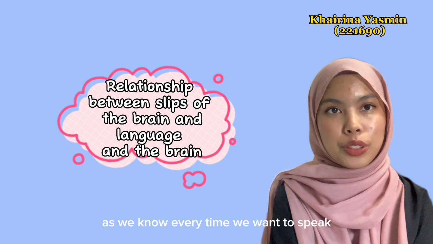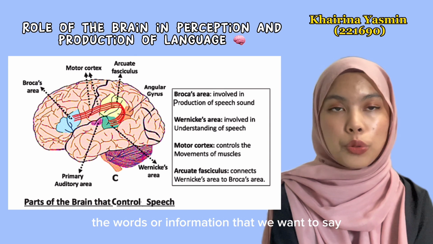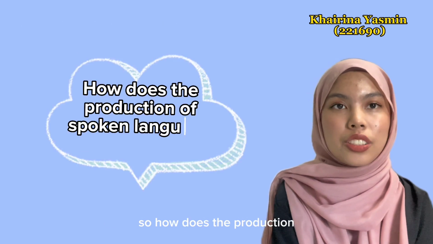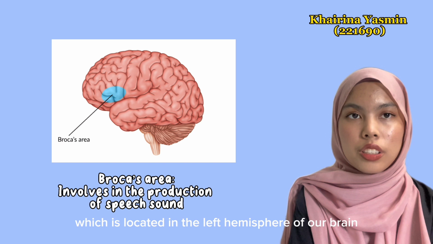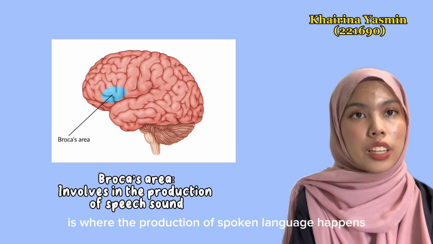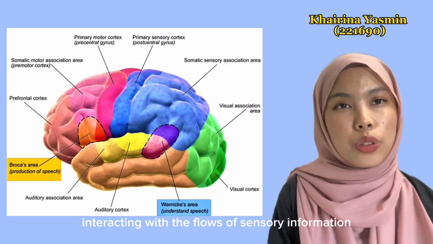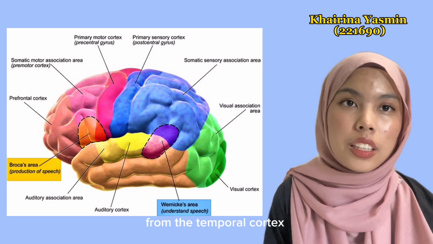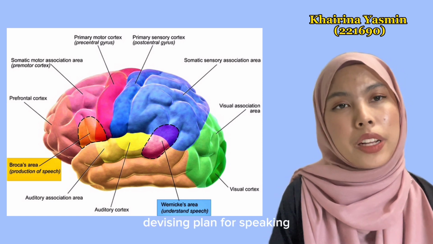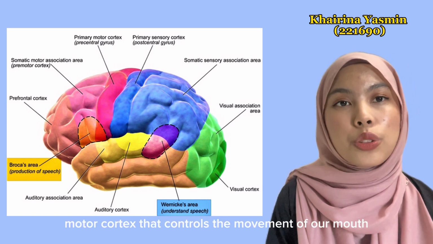As we know, every time we want to speak, the brain will first process and organize the words or information that we want to say. So how does the production of spoken language happen in our brain? According to the Simply Psychology website, Broca's area, which is located in the left hemisphere of our brain, is where the production of spoken language happens. Broca's area is a key component of a complex speech network, interacting with the flows of sensory information from the temporal cortex, devising a plan for speaking and passing the plan to the motor cortex that controls the movement of our mouths.